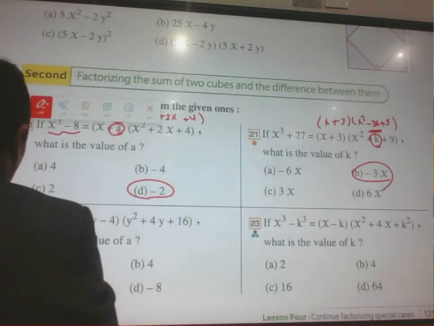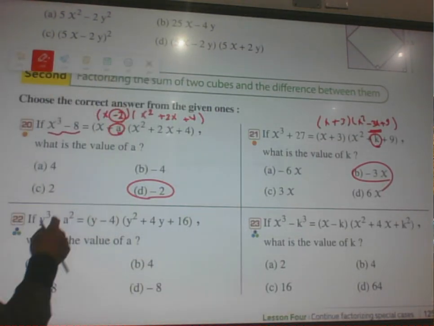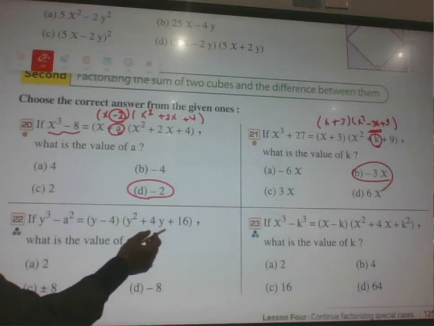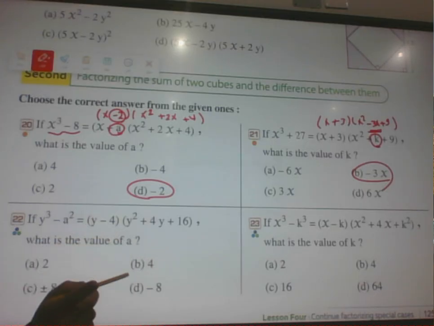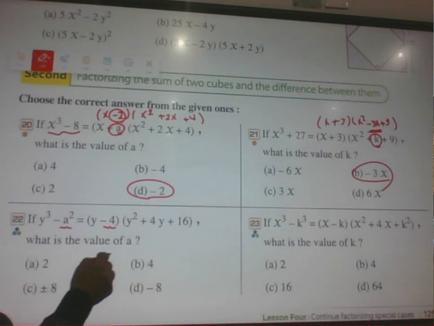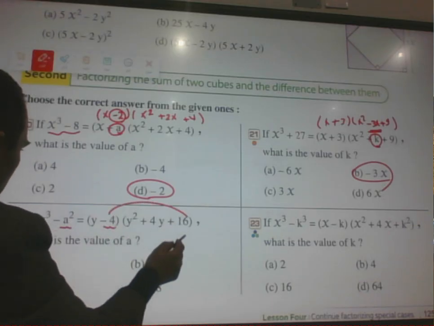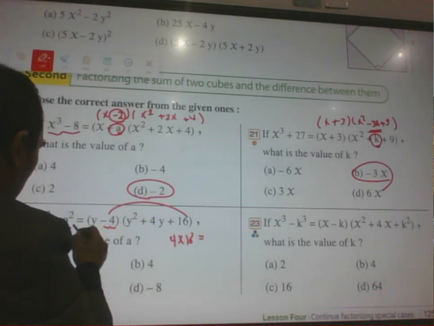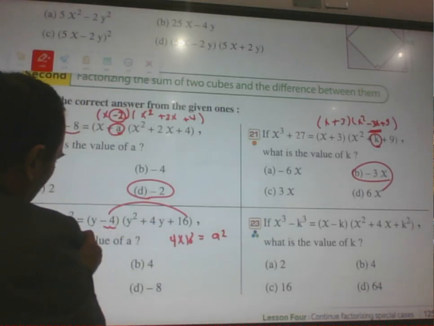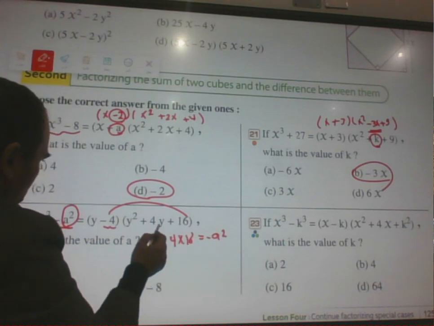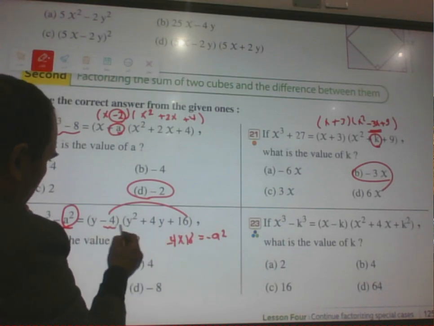Down here is the expression y power 3 subtract a power 2. We can factorize the expression, and he asked about the value of a. You can find the value of a in one step, directly. Look here, we can write this number power 2, which is 16, then 4 times 16, right? 4 multiplied by 16 will be equal to a power 2, because a power 2 here is equivalent to the product between this number, which was negative, and this number here, negative 4 multiplied by 16.